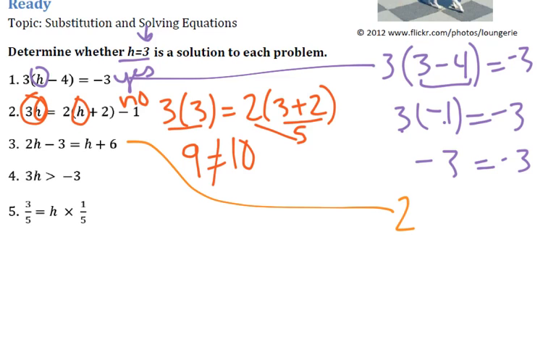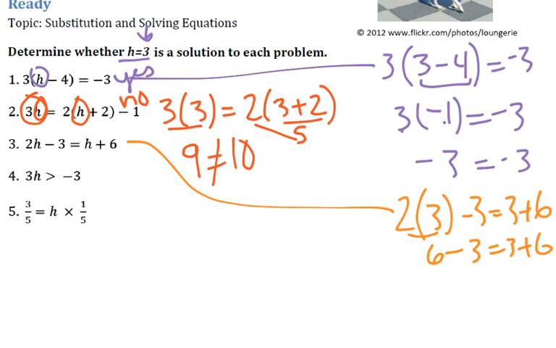Okay, same idea here. 2 times 3 minus 3 equals 3 plus 6. Let's see if it works. 2 times 3 is 6. 6 minus 3 equals 3 plus 6. You should be able to tell right now this is not going to work.